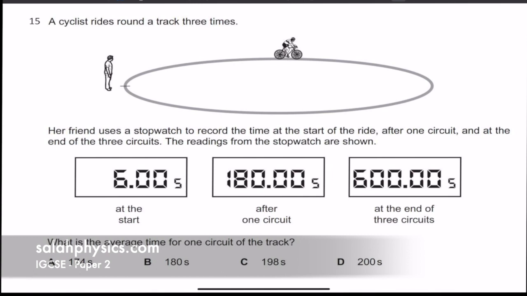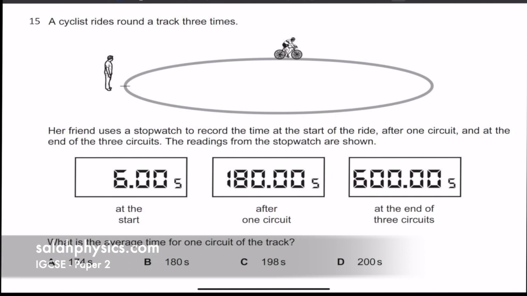In question 15, a cyclist rides around the track 3 times. So her friend uses a stopwatch to record the time at the start of the ride, after one circuit, and at the end of the 3 circuits. So we have 3 times here. At the start it was 6, after 1 circuit it was 180 seconds, then by the end of the 3rd circuit it was 600 seconds. So what is the average time for 1 circuit of the track?